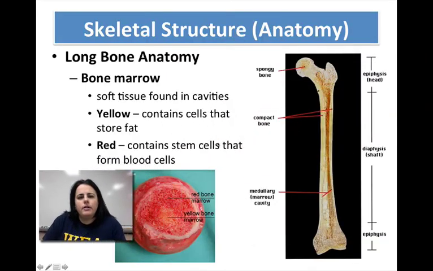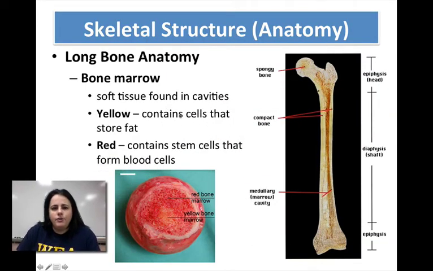When we talk about the bone marrow, there's two major types. Now these are very soft connective tissues. The yellow is found in the marrow cavity down the diaphysis, and the point of yellow bone marrow is that it has special cells that are able to store fat. There's red bone marrow too, and this is going to contain stem cells, and these stem cells are able to perform a process called hematopoiesis, which means making new blood cells to replace the old ones.